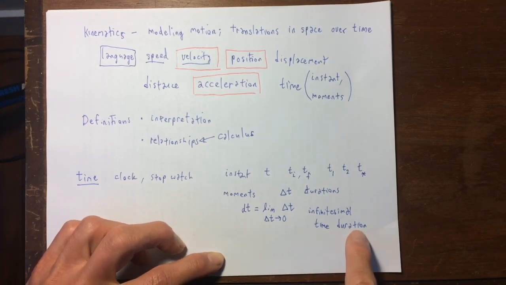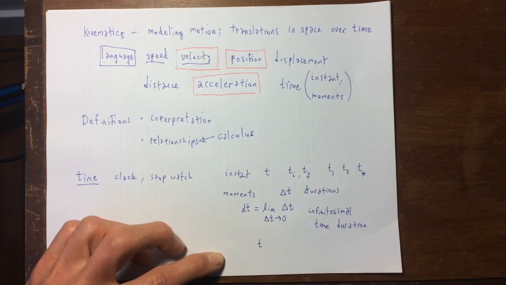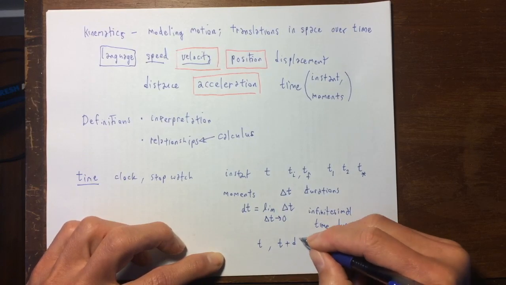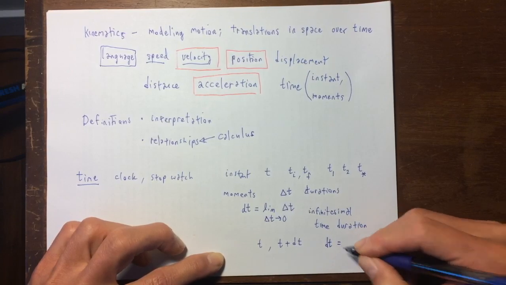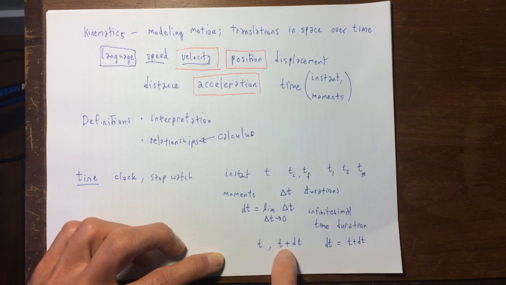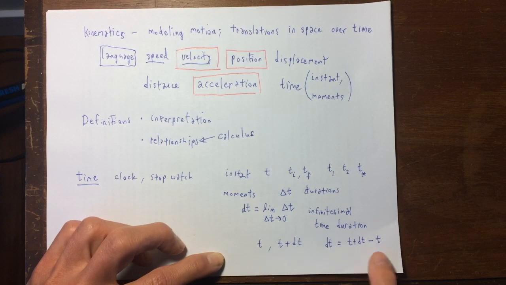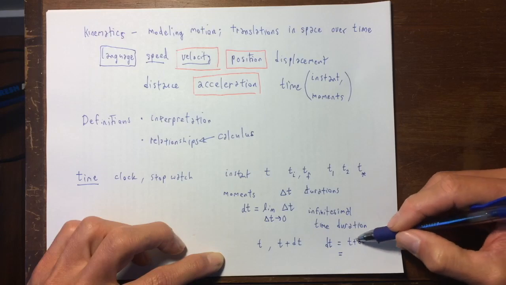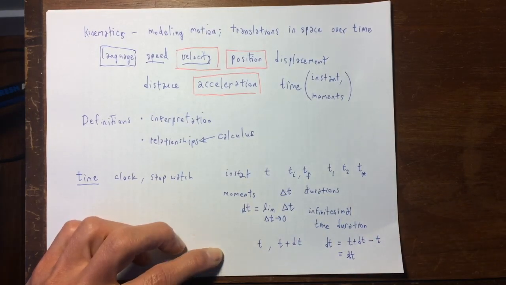And that time duration would happen between two moments in time. You could say it happens between the moment in time t and t plus dt, so that the time duration dt is t plus dt, the first moment or instant in time minus the second instant in time. So the time duration between these two very nearby times is just that small time duration, or moment.